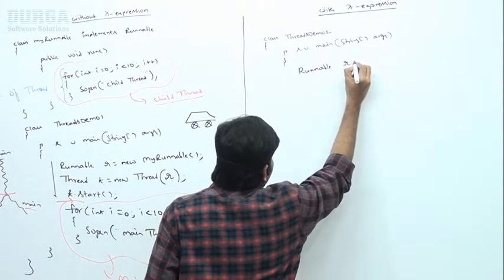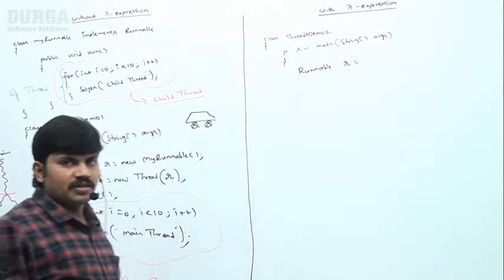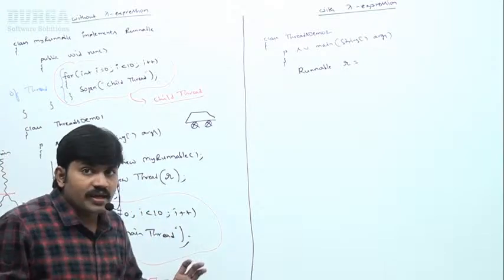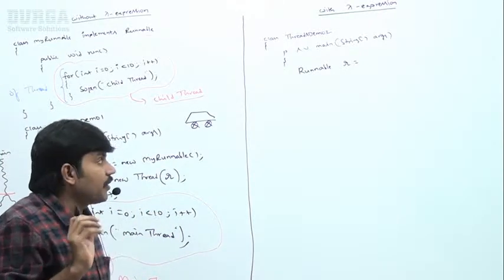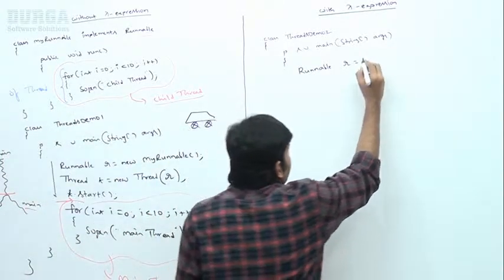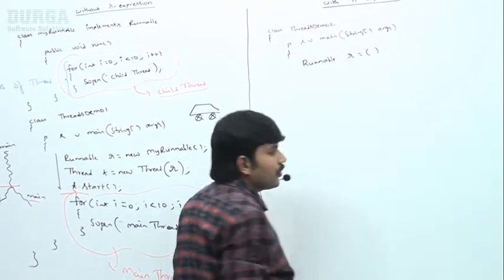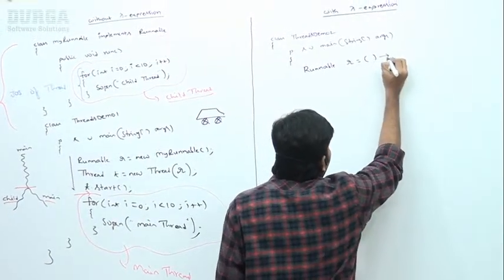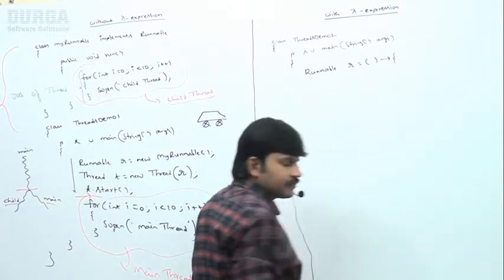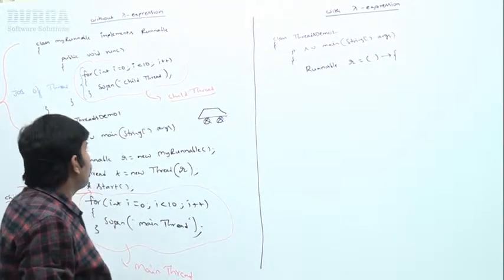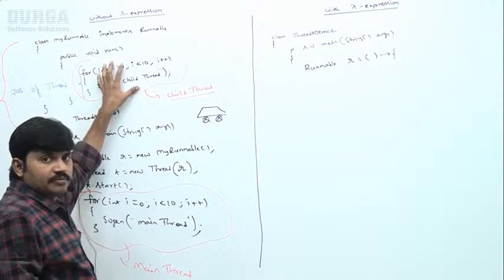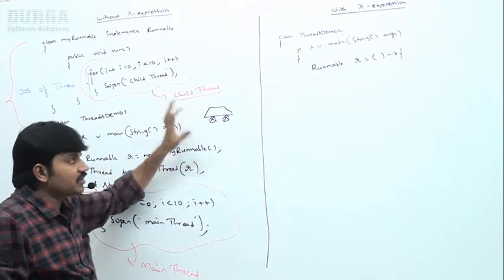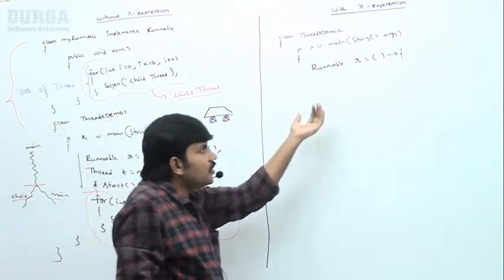Runnable r =. I have to take the run method implementation. What will I take here? Just the brackets open, since it is the run method. Now curly brace open, because I want to write multiple lines. This is the job. I want to write multiple lines. What is the job?